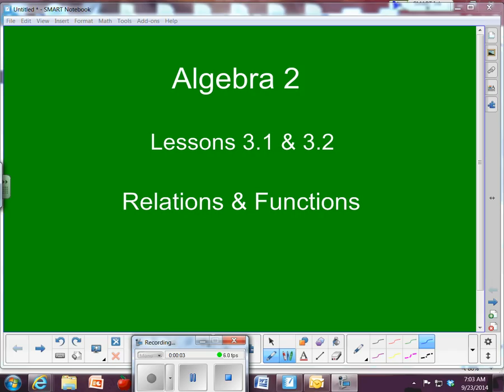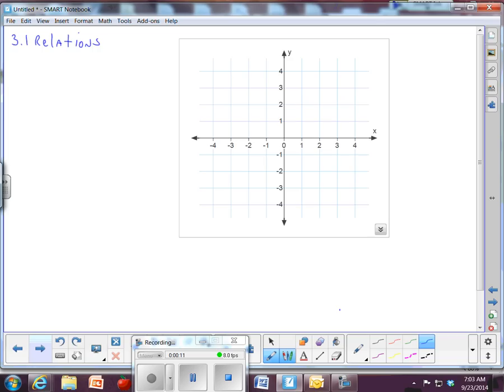This is Algebra 2, and it's lessons 3.1 and 3.2. We're going to talk about relations and functions. So lesson 3.1 and 3.2, relations and functions. So 3.1, relations. Well, first off, let's start with a review of a Cartesian plane.